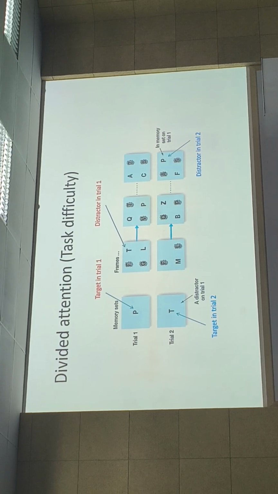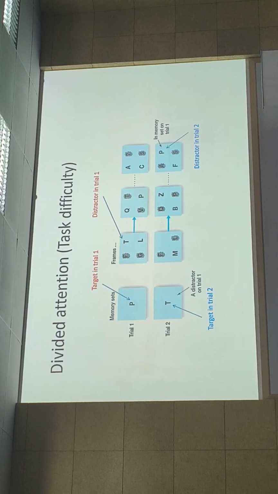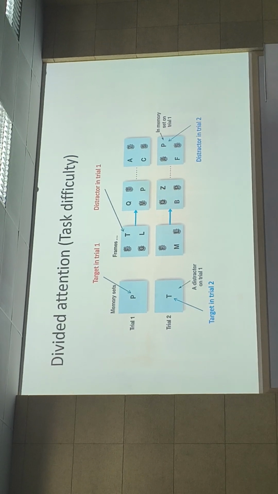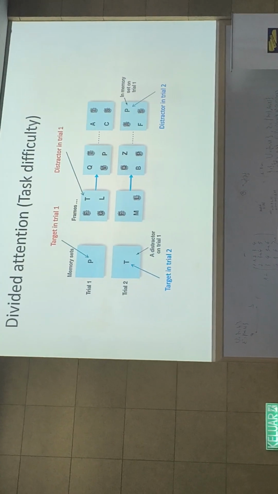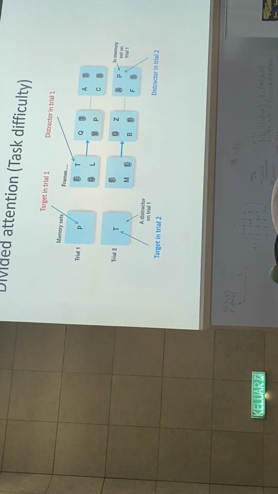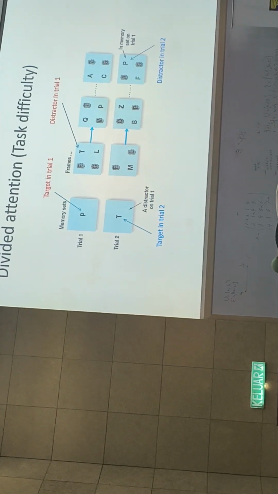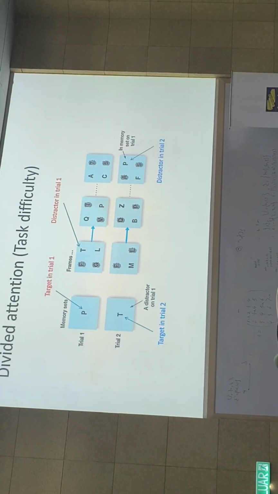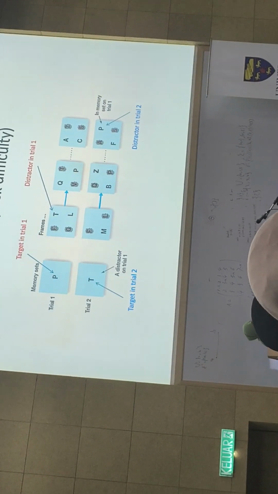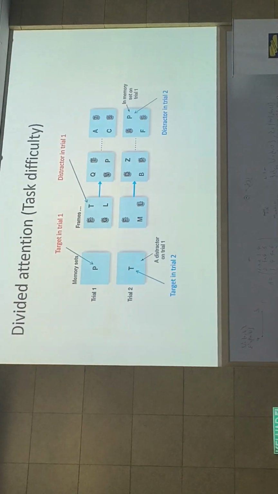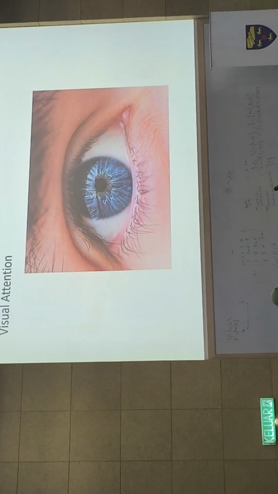And the next one is task difficulty. There was an experiment that supports this for divided attention: the more we train ourselves to do difficult tasks, the easier it is for us to respond to identifying the task, because of practice. So task difficulty also makes an impact on how well we can divide our attention.